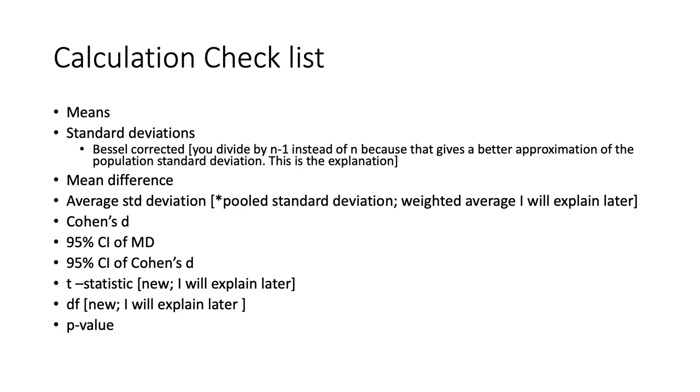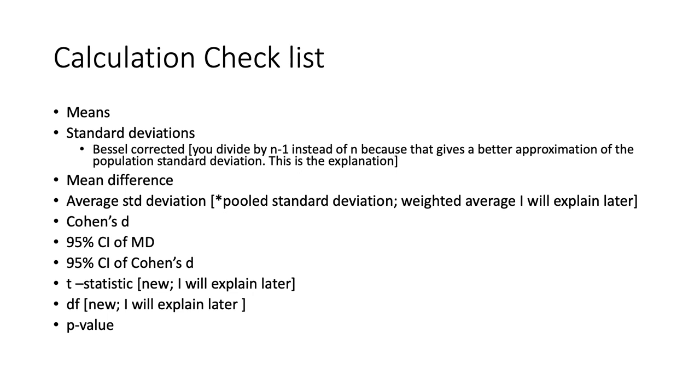Standard deviations, these are now Bessel-corrected standard deviations. All that means is you divide by n-1 instead of n, because that gives a better approximation of the population standard deviation. That's the explanation. That's the change. That's the new thing. Standard deviation before, where I divided by n, we now divide by n-1.